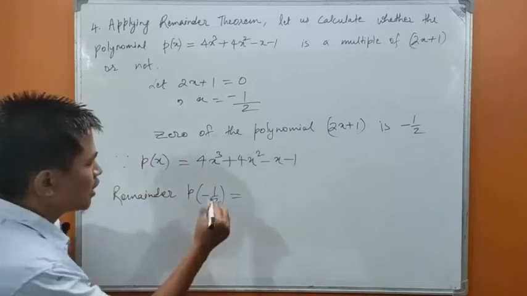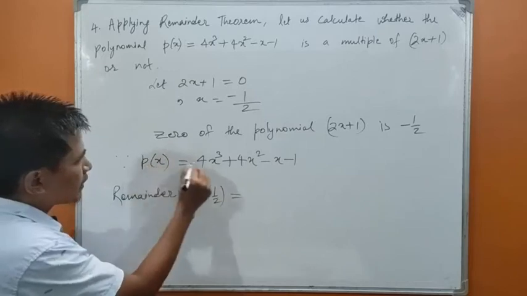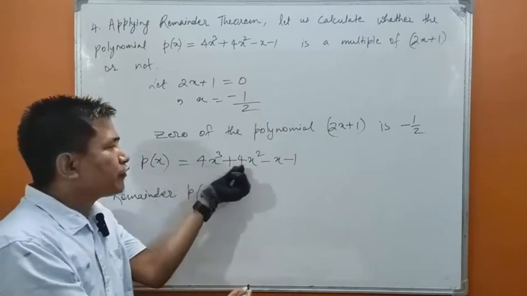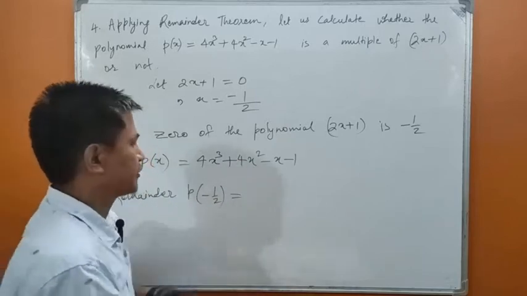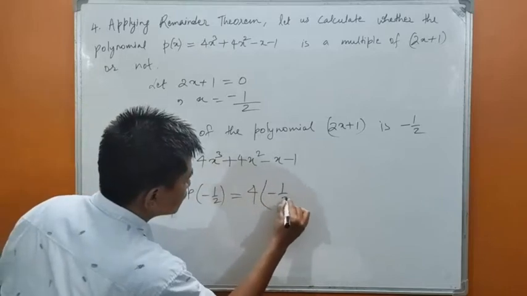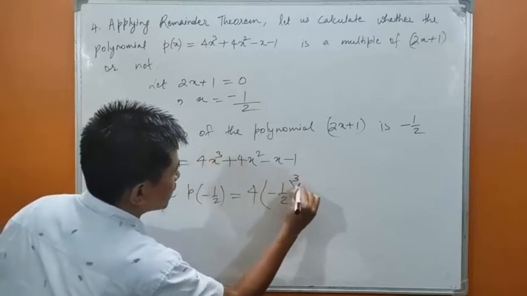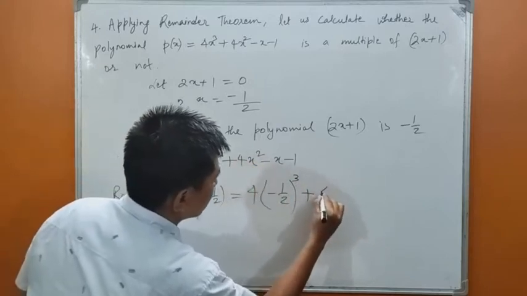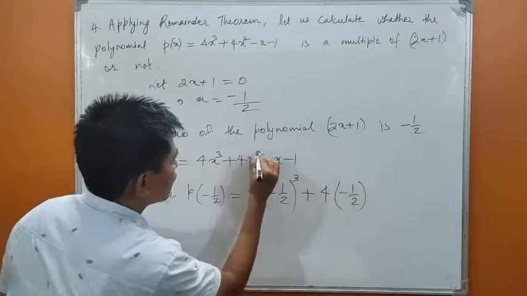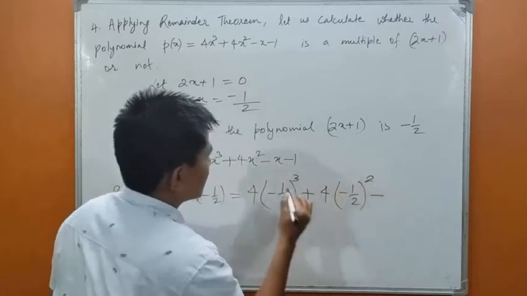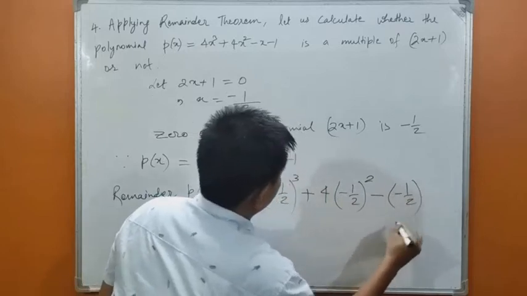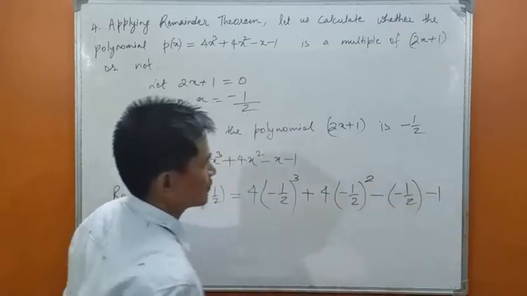Okay. So since we have p(x) as this expression, p(minus 1 by 2) is, whenever we see x, we put minus 1 by 2. 4 into minus 1 by 2 whole cubed, plus 4 into minus 1 by 2 whole squared, minus x means minus of minus 1 by 2, and minus 1. Got it?